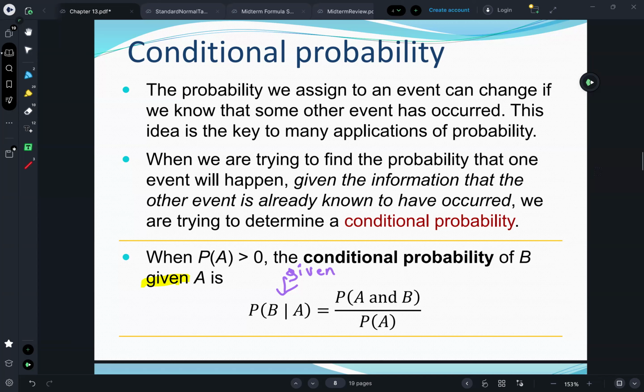You just have to remember: B given A is the probability of A and B, divided by the information we know. It's just information we know that has occurred. Let me highlight it: it's given the information that the other event is already known to have occurred.